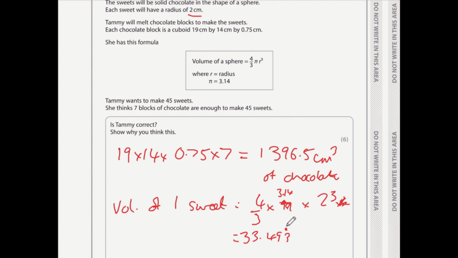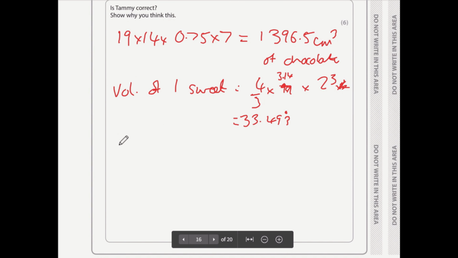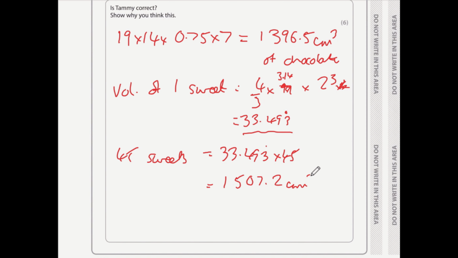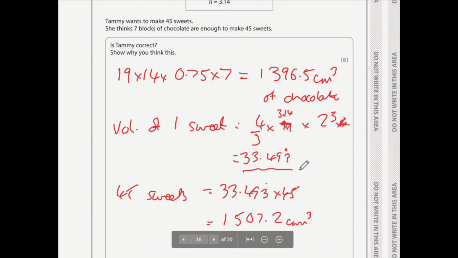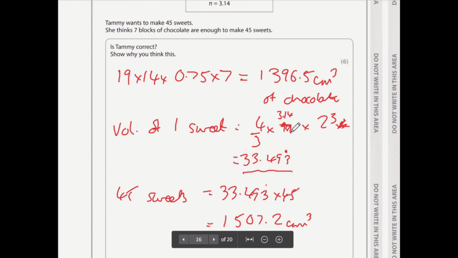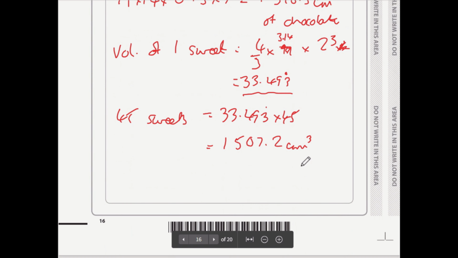33.493 recurring, and we want the volume of 45 sweets, so 45 sweets equals 33.493 recurring times 45. This is still sitting on my calculator, so I'm just going to hit times 45, and that comes to 1507.2 cubic centimetres. So I forgot what the question was. She thinks 7 blocks of chocolate are enough, so she has 1396.5 of chocolate, but she needs 1507.2.